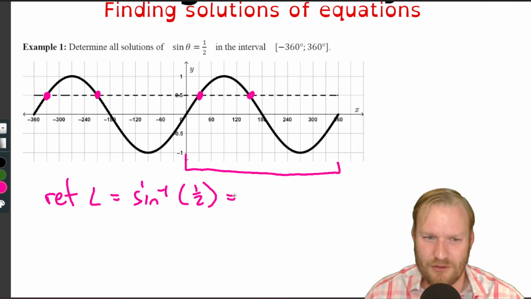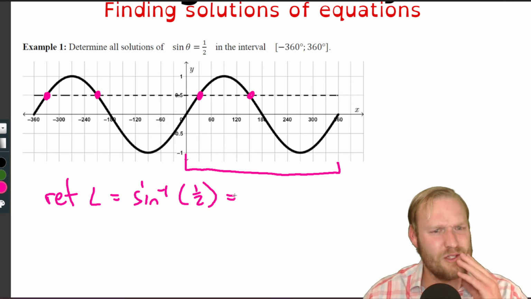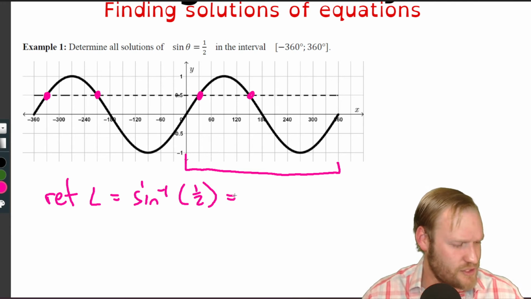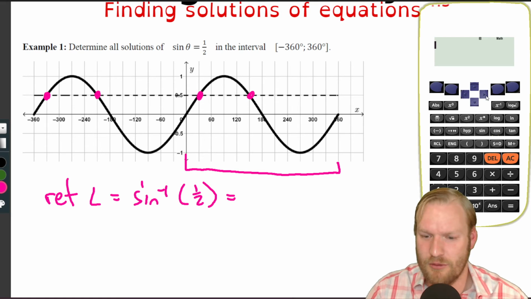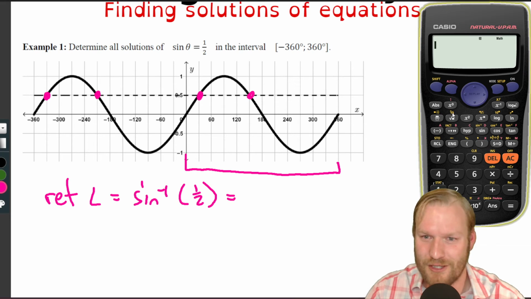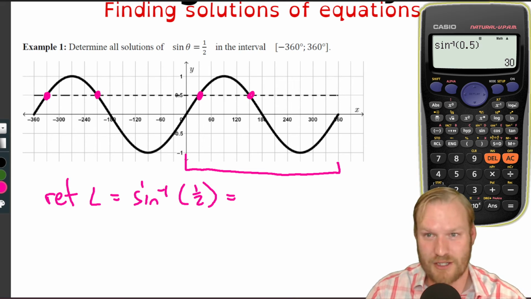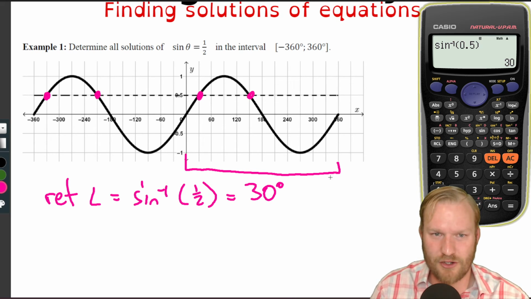Now, you may know your special angles and go, oh, I think that's 30. Or you might go, was it? So, of course, you can just pop up that trusty calculator. Shift sine of a half, and we get 30 degrees. So we go, okay, our reference angle is 30 degrees.